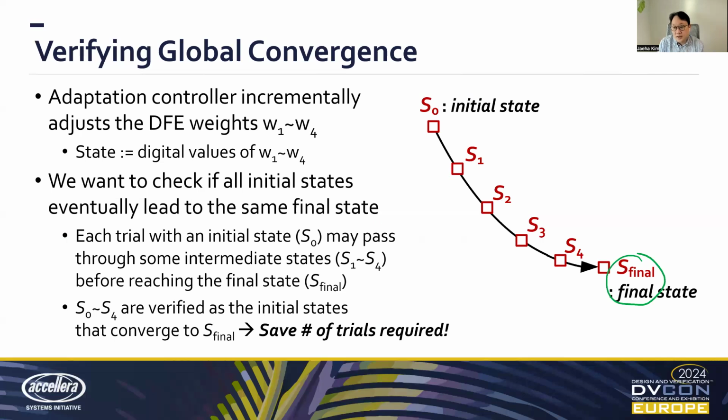But you can have a very large number of initial states available, especially if you have a large number of bits representing these filter coefficients. But one observation can lead to some savings in the number of trials required.